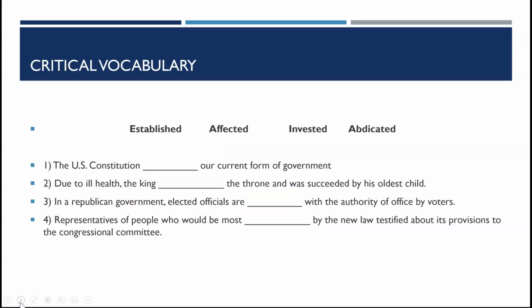All right, here are your vocab words. I want you guys to take some time and try to complete the sentence based on context clues, and we will go over these in the near future.